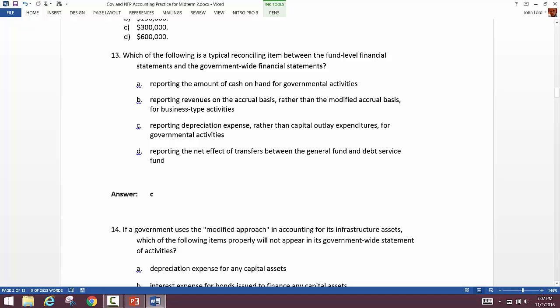Which of the following is a reconciling item between the fund level financial statements and the government-wide? Here we go. This is a reconciliation question, isn't it? Reporting depreciation expense rather than capital outlay for expenditures. Weren't those adjustments? We added back the capital outlays, but we subtracted out the depreciation expense. Remember, I didn't like the way they had the depreciation expense one hanging down there like that? Okay.